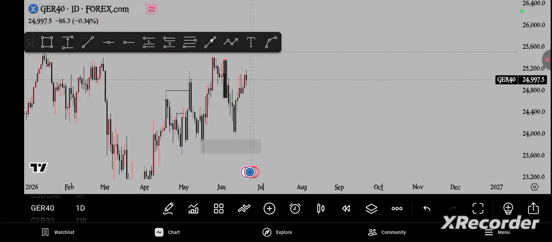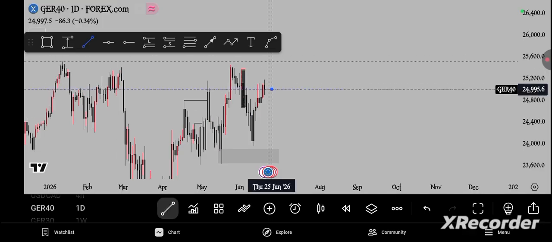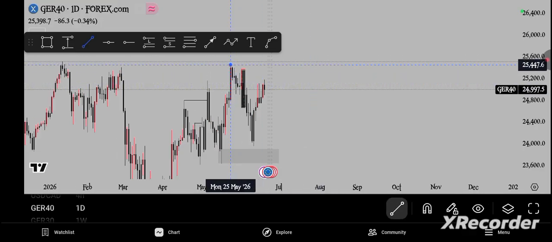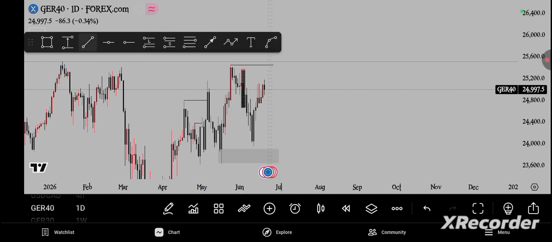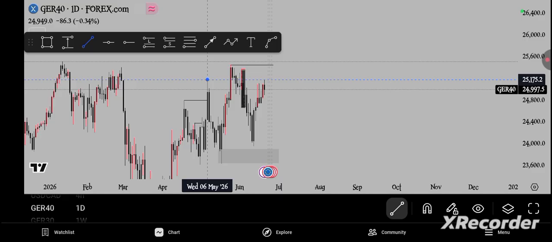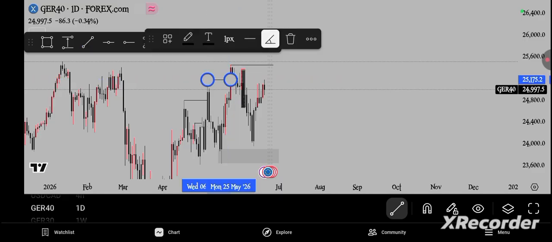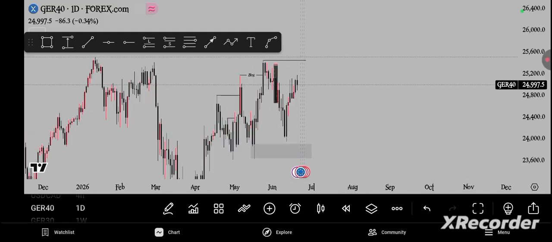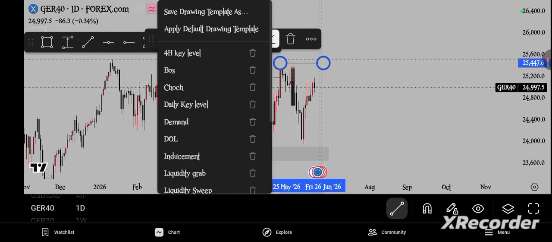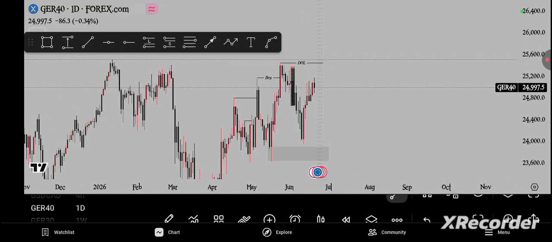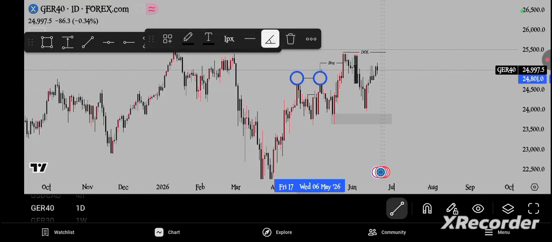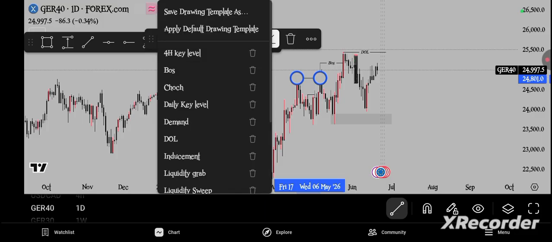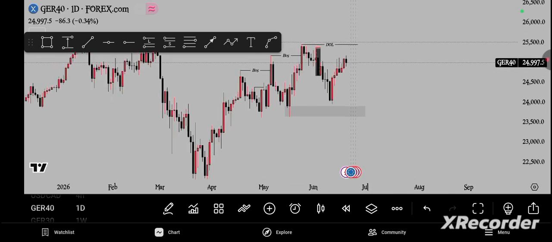From the daily time frame, I think this is our draw on liquidity here, because we have this break of structure to the upside. This is our draw on liquidity. You can see price has been going bullish on the daily time frame on German 40. So what do you expect?